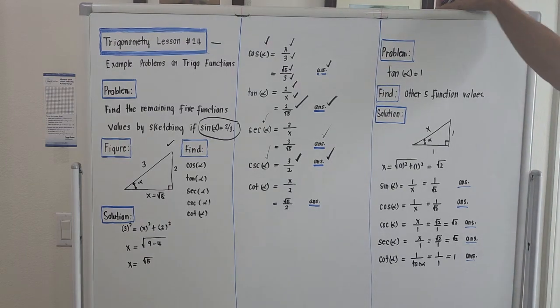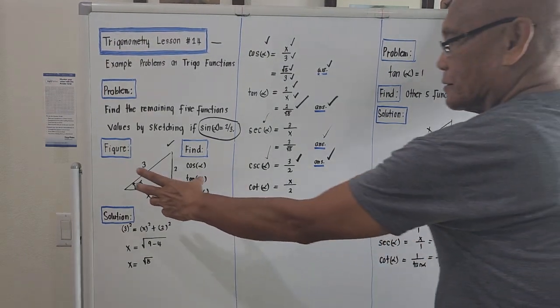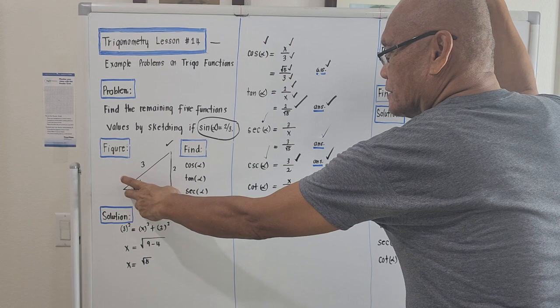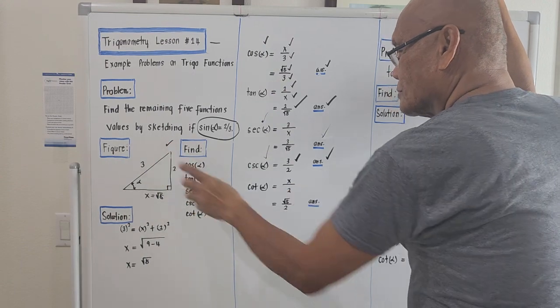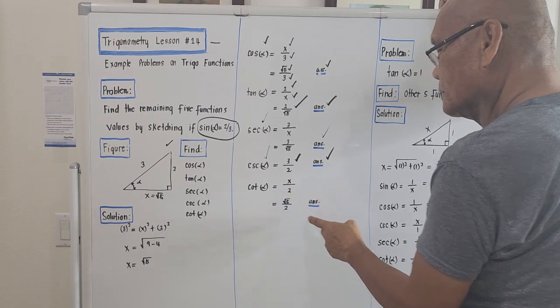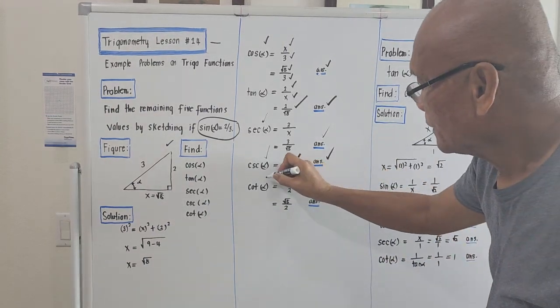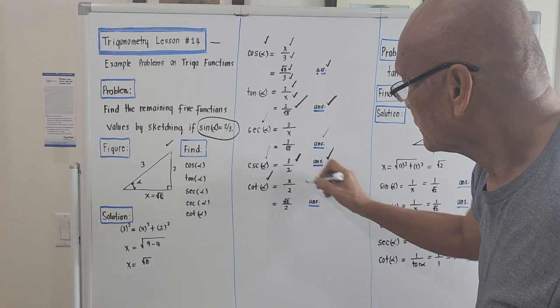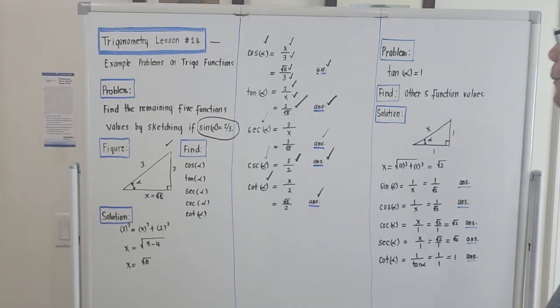For cotangent of alpha, cotangent is actually adjacent over opposite. So it will be x over opposite. So it's square root of 5 over 2. That will be the cotangent of alpha. Okay, so that will be our answer.